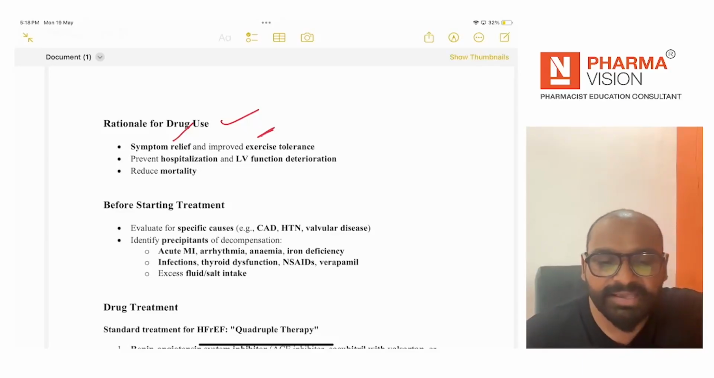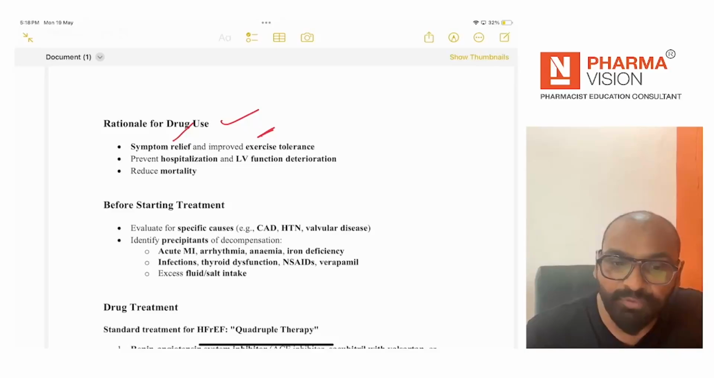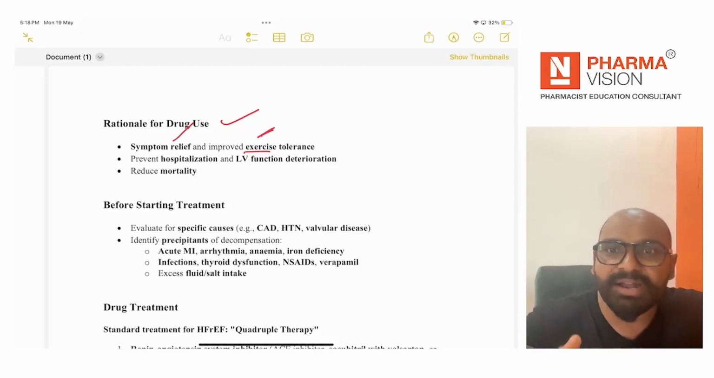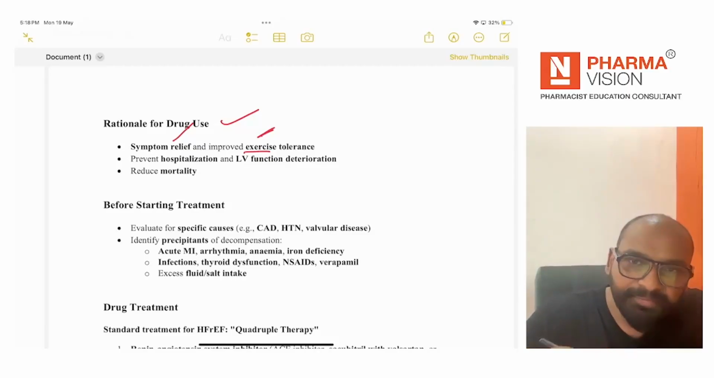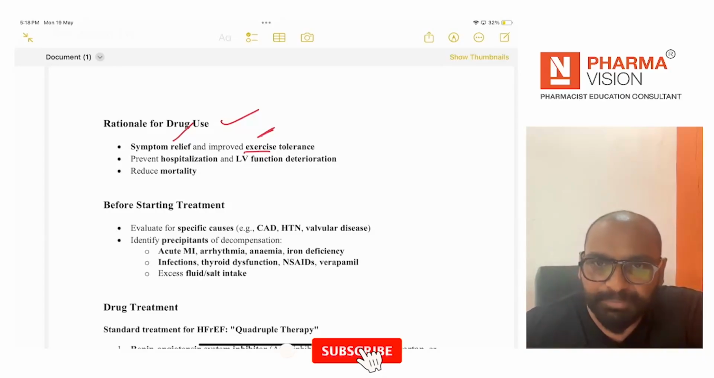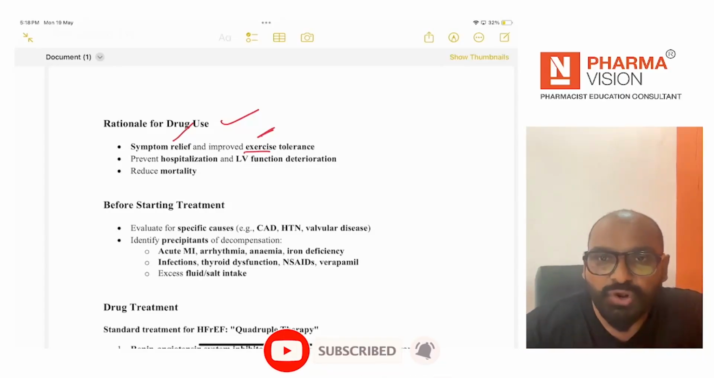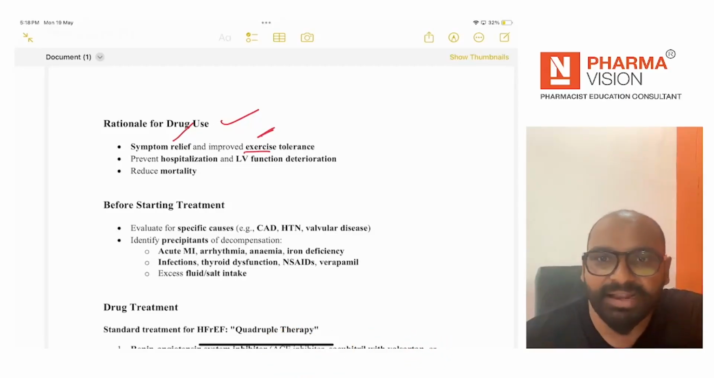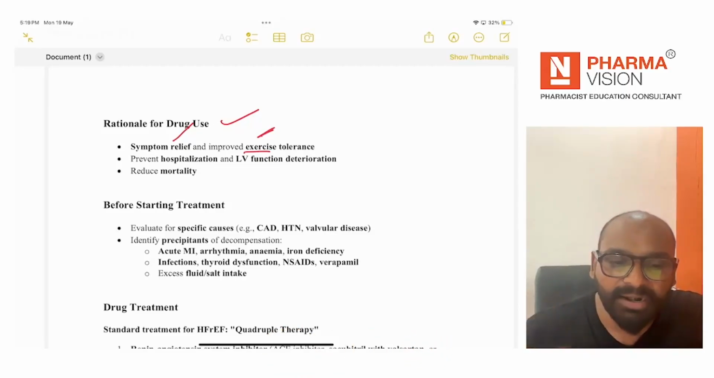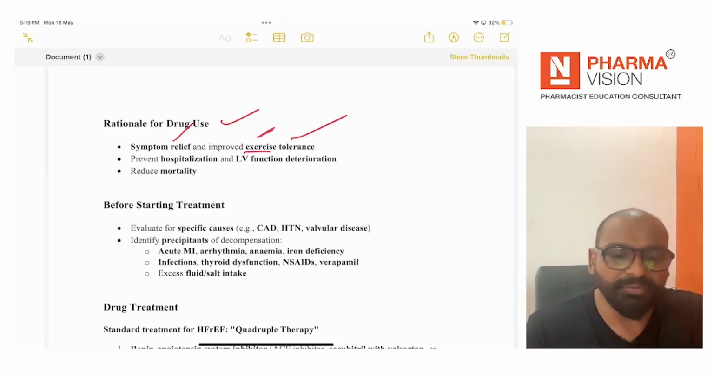Second important thing is to improve the exercise tolerance. What is the meaning of exercise tolerance here? Exercise tolerance means the patient should be able to carry out normal day-to-day life activities. In day-to-day life activities the patient exerts pressure on the heart, and the heart should have the capability of handling those pressures so they can live their normal life. That is our main objective.